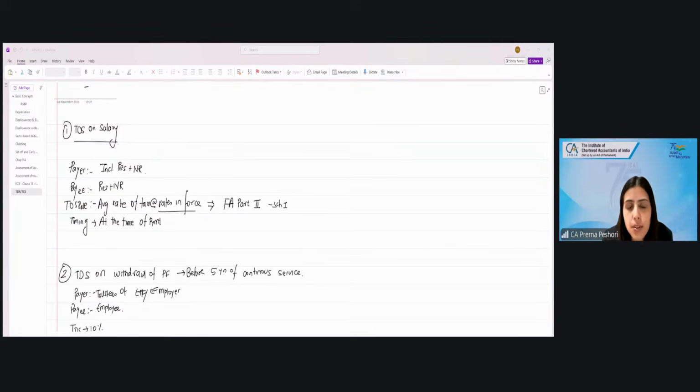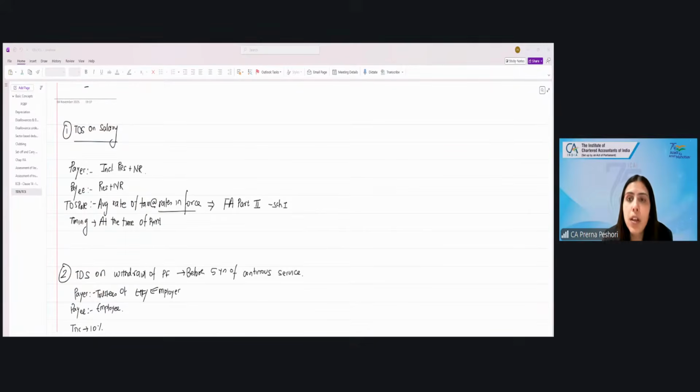When is 192 applicable? Section 192 is applicable when the payment is being made for salaries, right? When the payment is being made for the salary. How do you deduct the tax? What is the manner of deduction? You have to deduct at the average rate of tax, right?